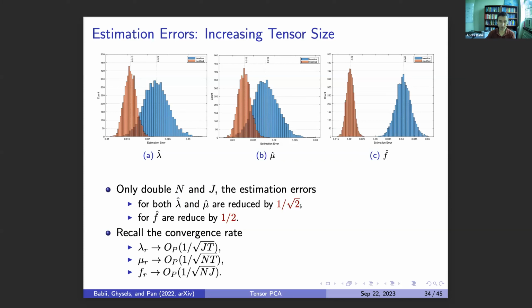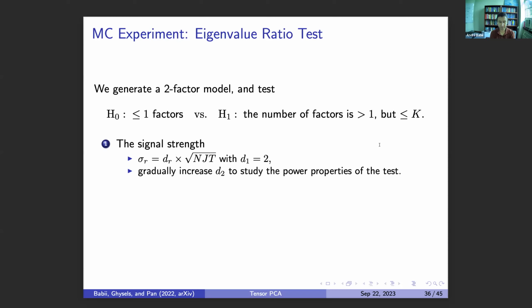So next, we would like to look at how the eigenvalue ratio test performs. So just to recall, the null is that we have at most k factors. Here we consider the null that we have 1 factor, and the alternative is that we have more than 1 factor, but less than large k factors. And the scale component, the signal for each factor is computed like this in simulations. So for the second factor, we will start with a signal which is equal to 0, and we will look at what happens when we move away from the null hypothesis, when the second factor becomes stronger and stronger.